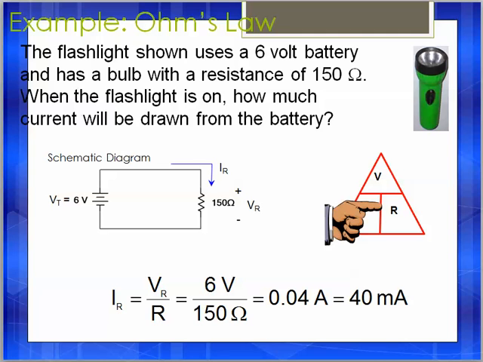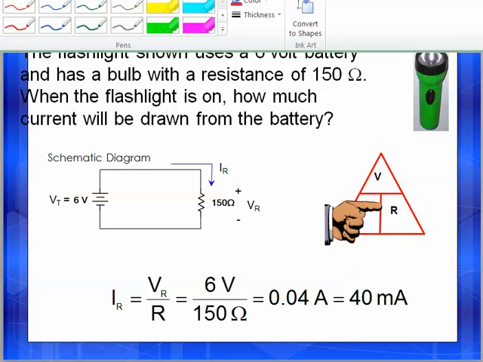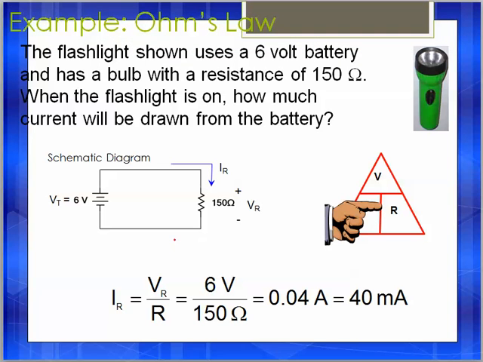A flashlight shown uses a 6-volt battery and has a bulb with a resistance of 150 ohms. When the flashlight is on, how much current will be drawn through the battery? Well, you can use the chart like they do, which they're suggesting, but I think that's going to be a little bit more cumbersome for you guys. Most of you guys are simply going to go V equals I times R. All right, they tell us the voltage is 6 volts, so I'm going to plug this 6 volts over here for voltage. The current, all right, they say how much current will be drawn. Well, I'm going to put I because I don't know that. And they tell me the resistance is 150 ohms. Solve for I. If I just simply take 6 divided by 150, I get 0.04 amps.